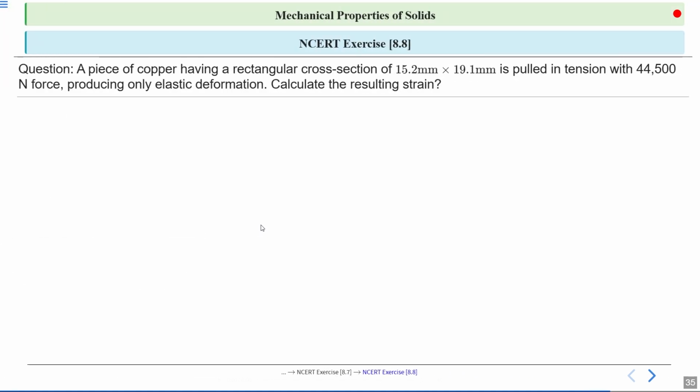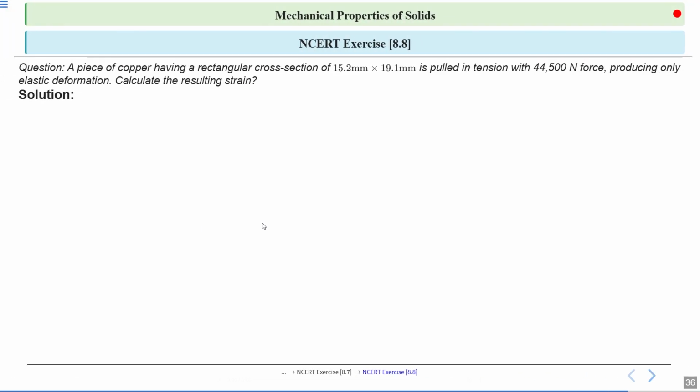A piece of copper having a rectangular cross section of 15.2 mm into 19.1 mm is pulled in tension with 44,500 Newton force producing only elastic deformation. Calculate the resulting strain. Let's see. So let's start by listing all information given in the problem.